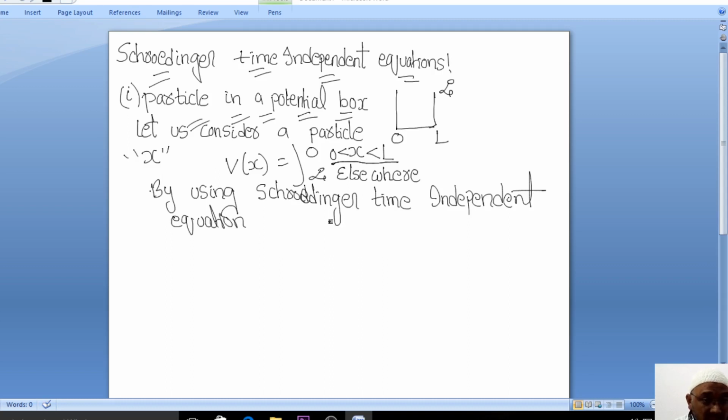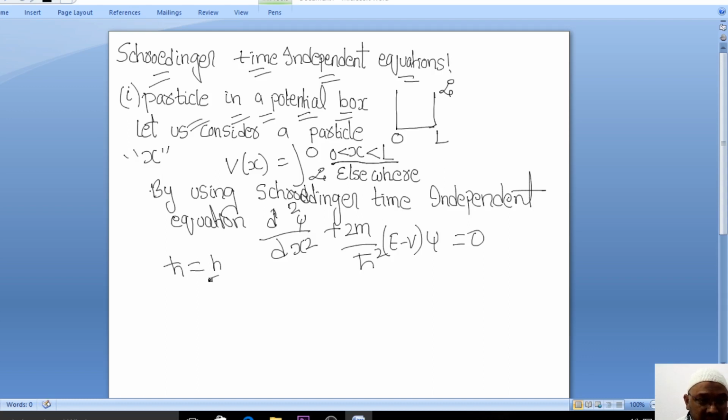So what is that equation, the Schrodinger time-independent equation? Just now we derived it in the last class. It can be written as dou square psi by dou x square plus 2m by h bar square into (E minus V) into psi is equal to 0. Now what is this h bar actually?